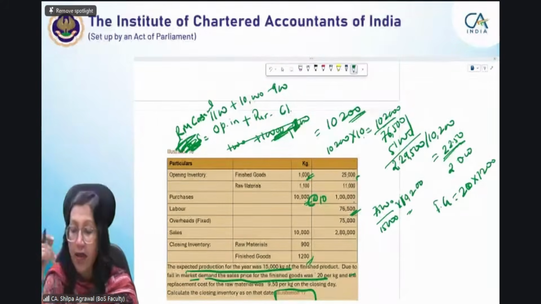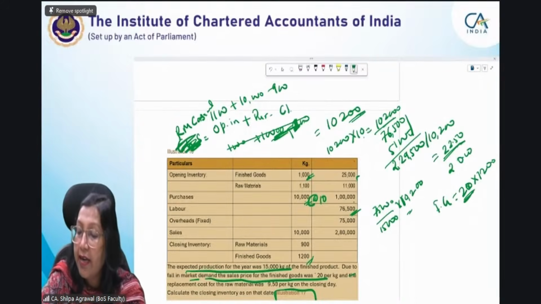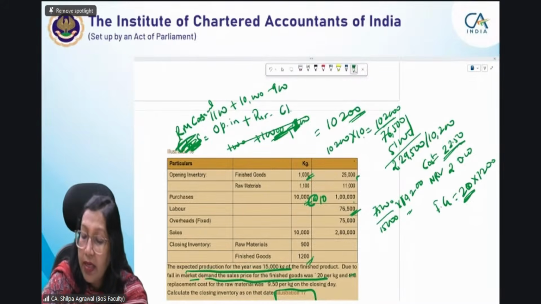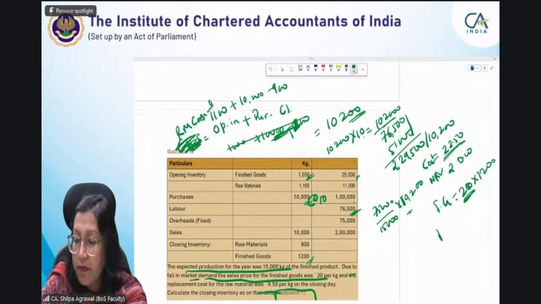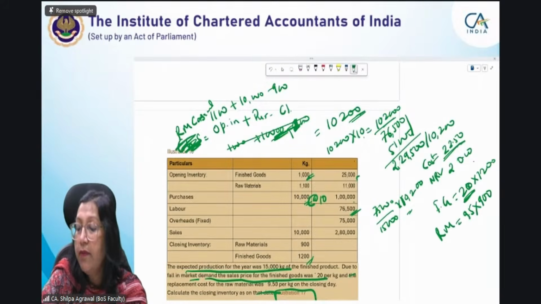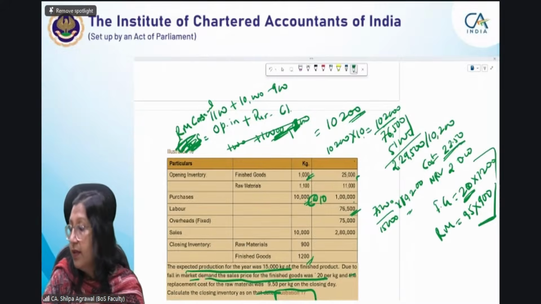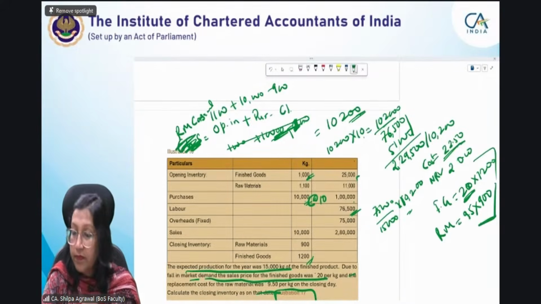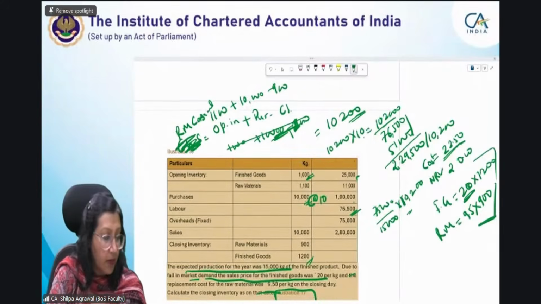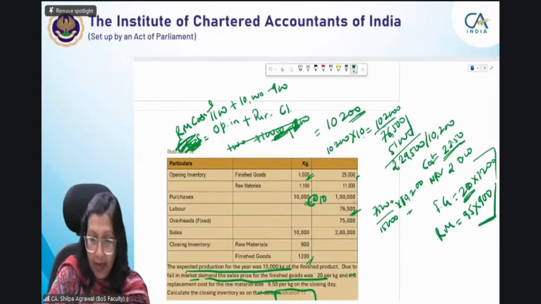Yes, ma'am. Now finished goods we are measuring at NRV. This was the cost, this is NRV. Finished goods are measured at NRV, so our raw material will also be measured at replacement cost. And replacement cost is mentioned as 9.5. And what is your closing value? 900. So that will be your value of inventory. Hope it is clear, students? Yes, ma'am. Okay. Let's move back to the PPT.